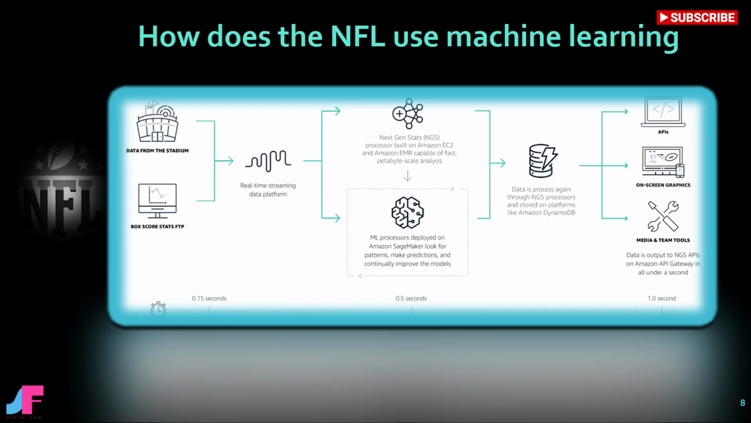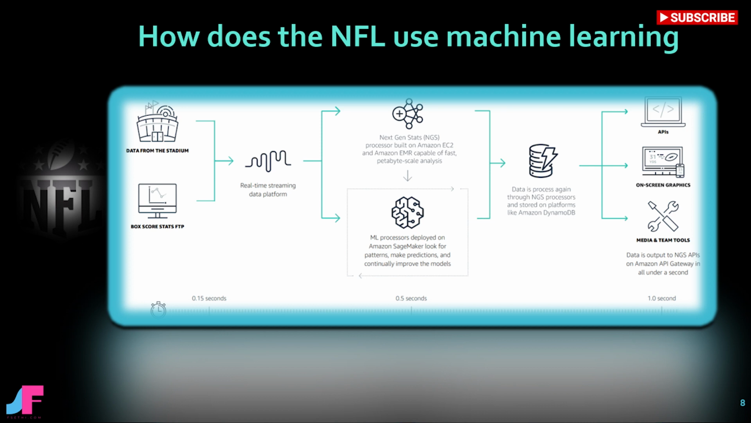How does the NFL use machine learning? AWS helps the NFL to leverage the power of its data through sophisticated analytics and ML. The NFL uses training data from traditional box score statistics. The NFL also uses data collected from the stadium to create new stats, improve player health and safety, and provide a better experience for fans, players, and teams, all in real time.